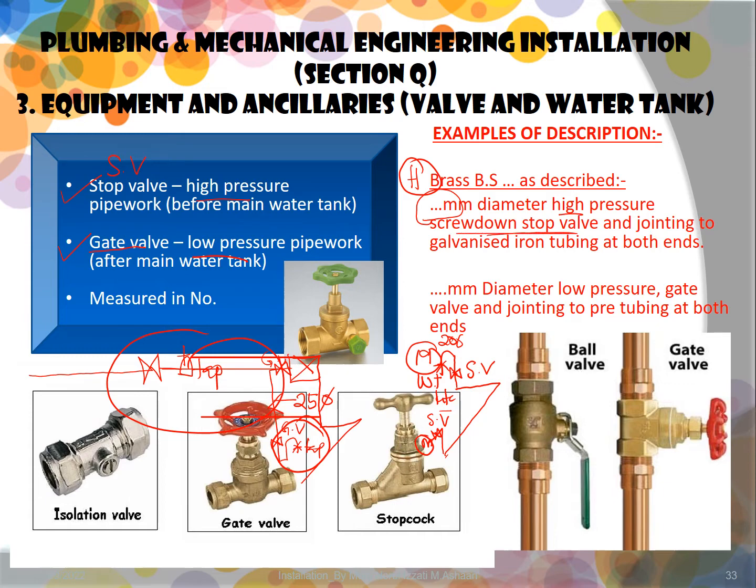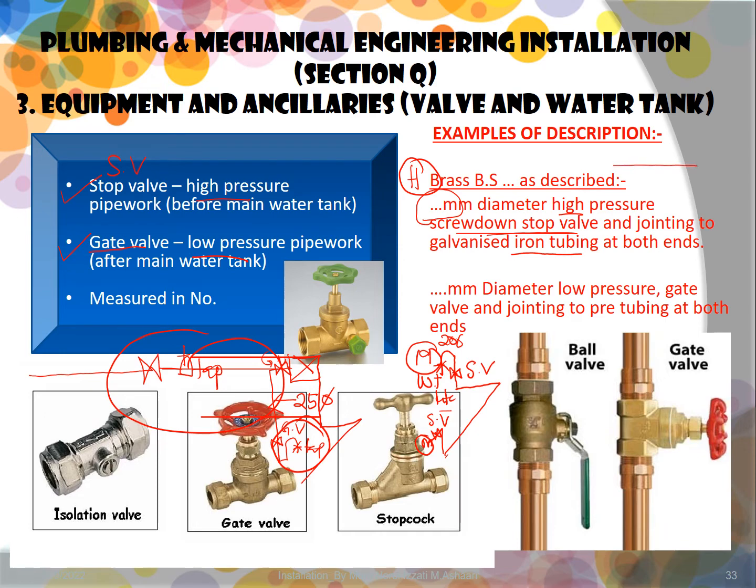Okay, if you look at this example, the first one, high pressure screw down stop valve, then what you have to write down is jointing to what kind of pipework. This is the example where the brass is installed at the galvanized iron tubing. Tubing is also known as the pipework, at both ends. Okay, why do we call this one both ends?